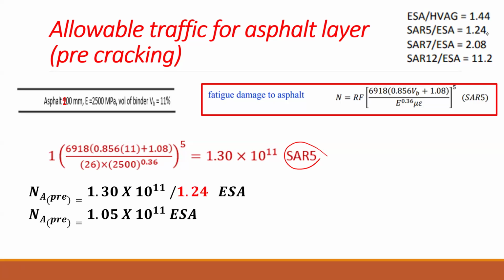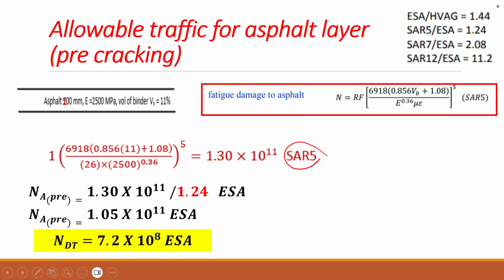Is that right? Okay. So now we can't compare at this stage. We need to do a few more steps. But if you compare this with the design traffic, what can you say? Okay or not? Which one is higher? So asphalt is allowing more than what we are designing for. So asphalt is okay, but we can't make the decision. We need to go for post-cracking as well. But you now have an idea what we are doing.